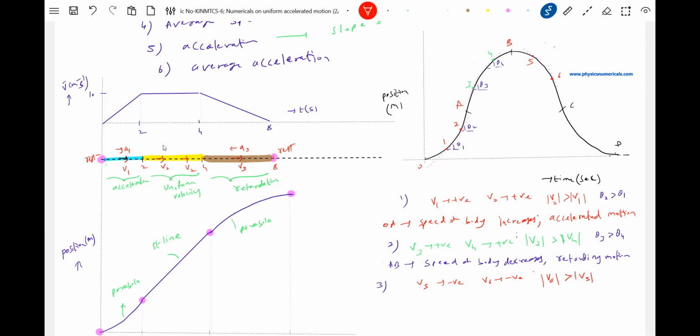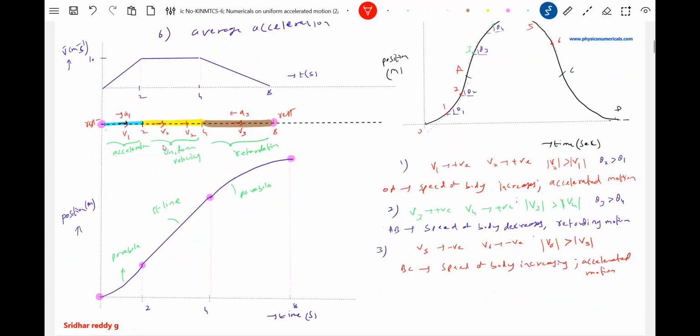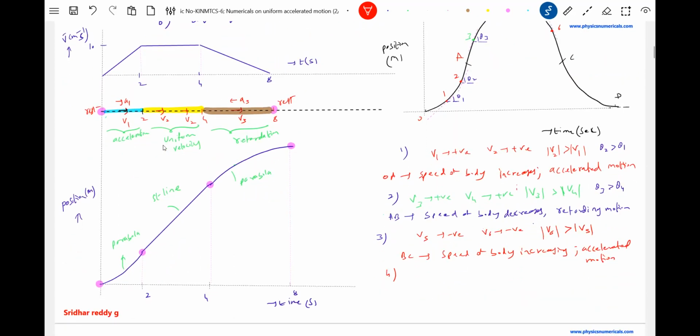So what's happening to the speed of the object? It is increasing. So for BC, what can we say? The speed of the body is increasing and it is said to be accelerated motion. In what direction? It is moving towards left, because V is negative. V negative means it is moving along negative x-axis. That I'll indicate in the other diagram. There's a fourth one; we'll explore the last one.